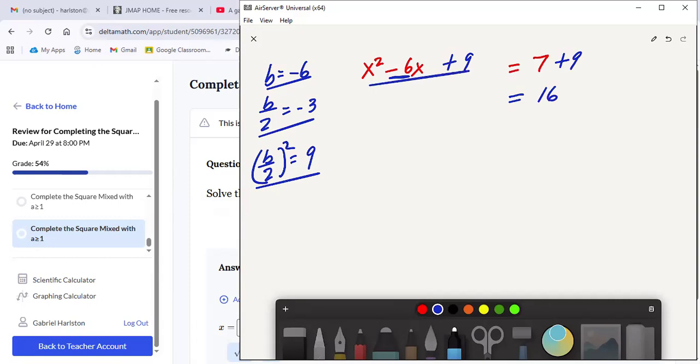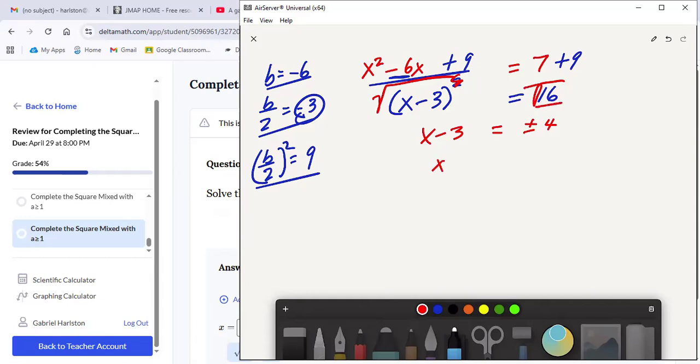And then we're going to rewrite this by taking half of b and then squaring it. So x minus 3 squared. So we're almost done. Just like we did in the previous section, we're just going to take the square root of both sides. So this is going to be x minus 3, and this is going to be plus or minus 4 because this is a perfect square. And then we just got to get the minus 3 to the other side, so it's going to be this. So we got two solutions, 3 plus 4, and we also have 3 minus 4.